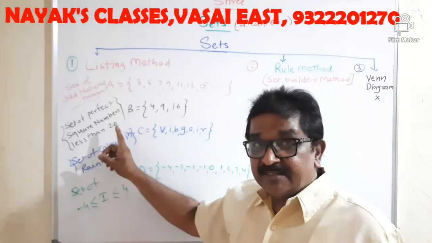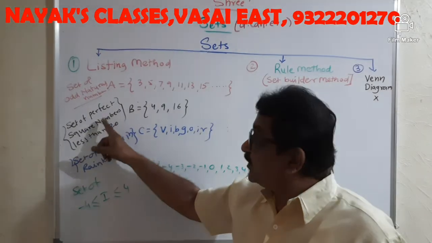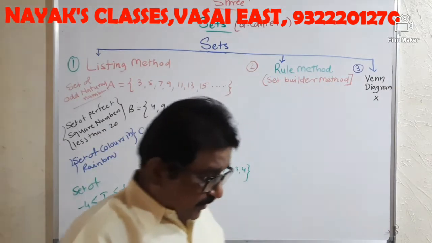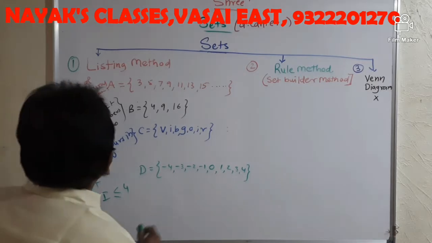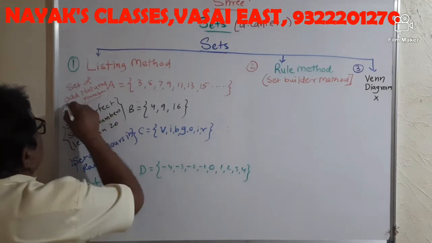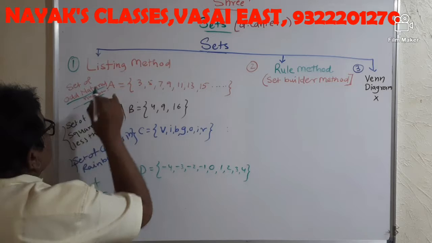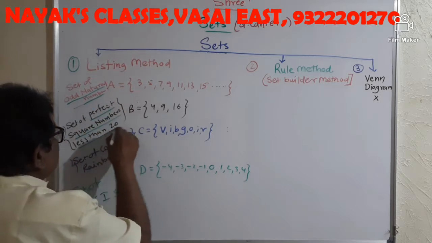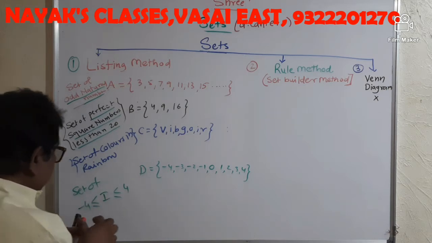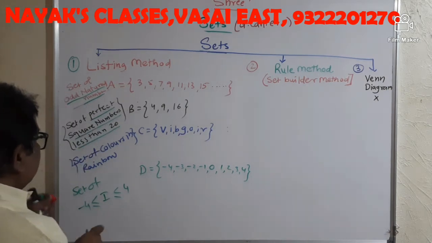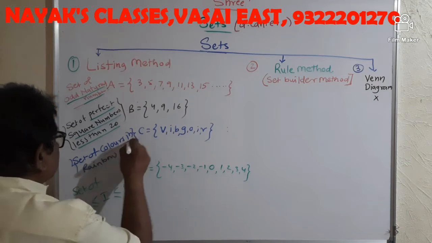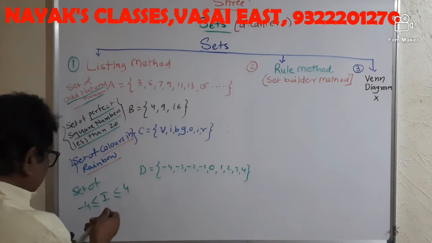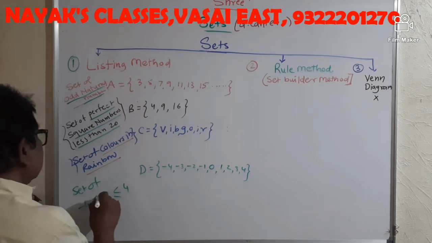Keep in mind the sentence: set of perfect square numbers. I am underlining odd natural numbers, perfect square numbers less than 20. Correct? Next is colors in rainbow. Next rule is integer.